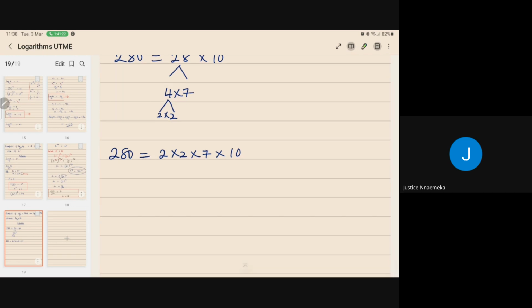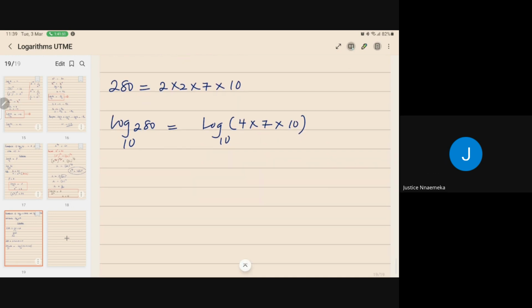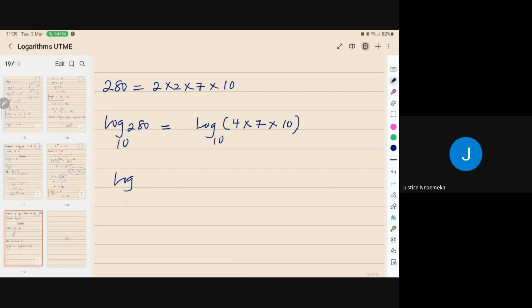So let's now apply the laws of logs. I have that log 10 of 280 is equal to log 10 of (2 times 2, which is 2 squared, times 7 times 10). Or you can put it as 4 here, then later we can break it down. Now it's condensed, so let's expand. This is log 10 of 4 plus log 10 of 7 plus log 10 of 10.